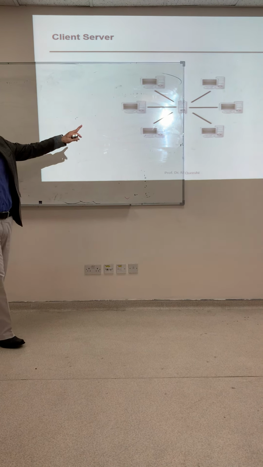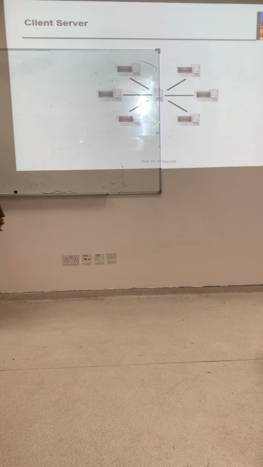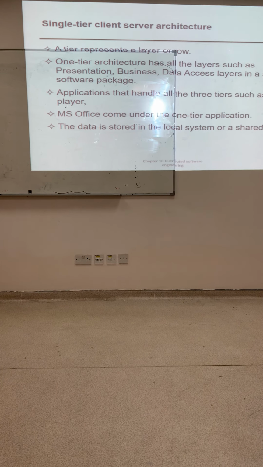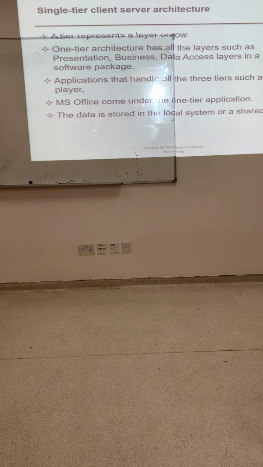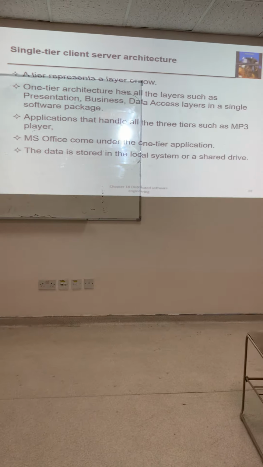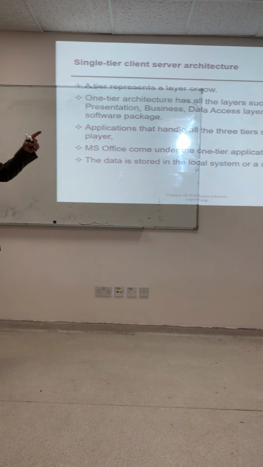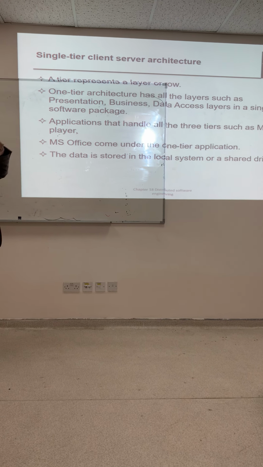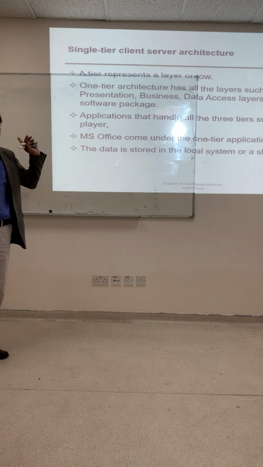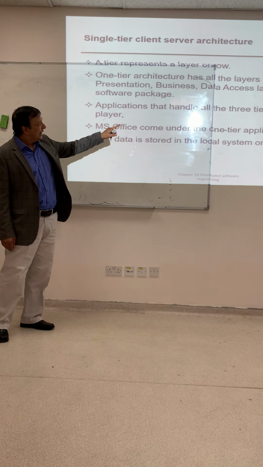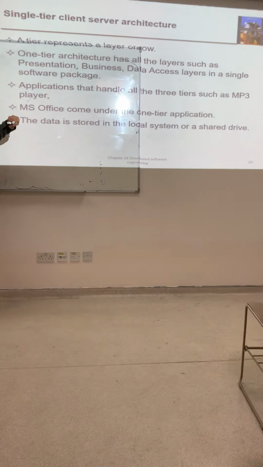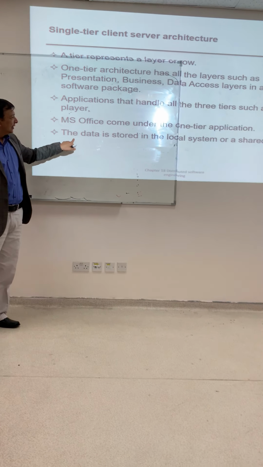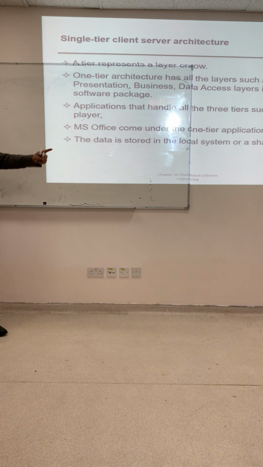And this is the client server. We have clients and we have the server. A tier represents a layer or role, as I just covered. One tier architecture has all the layers such as presentation, business, and data in a single software. Applications that handle the 1-tier, such as an MP3 player or MS Office like Excel or Access. Data is stored in the local system or a shared drive.